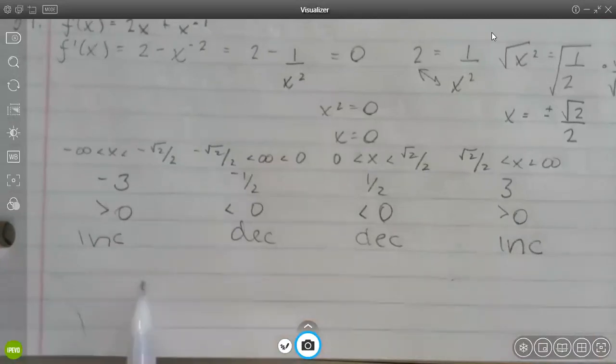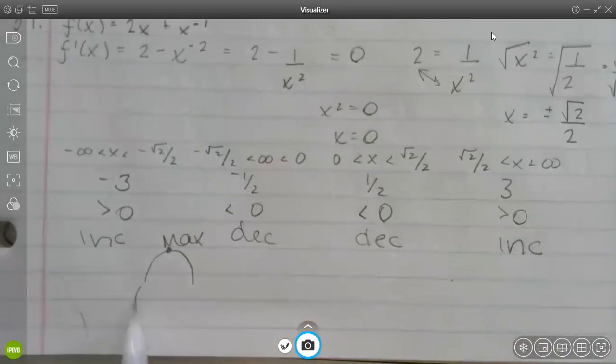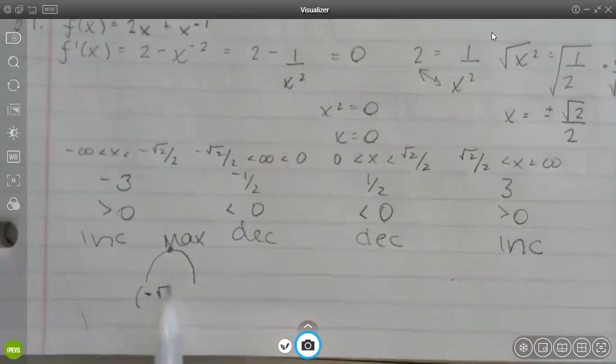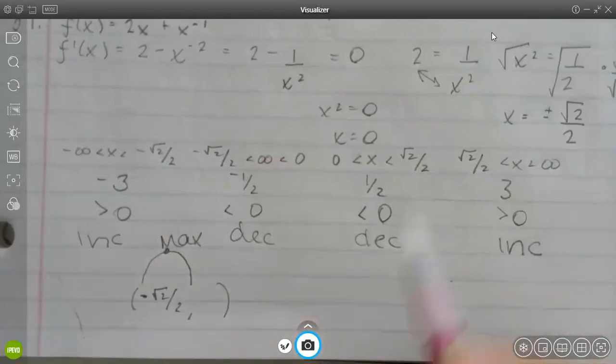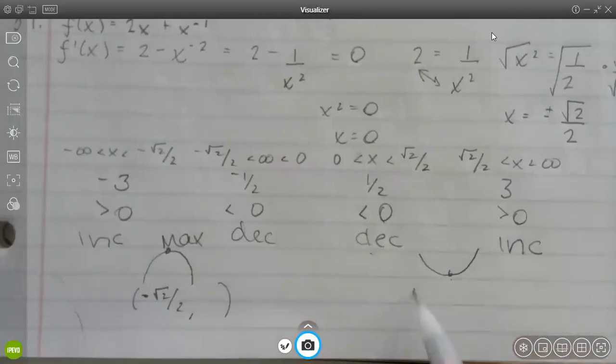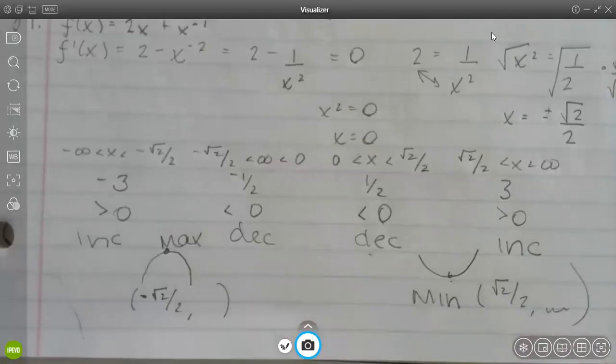So increasing to decreasing causes a max at negative square root of 2 over 2, and then whatever it is when you plug it in. This is continuous decreasing, so there's nothing there. There's no relative max or relative min. This is decreasing to increasing. So this will be a min at square root of 2 over 2 and whatever you get for y when you plug it in.